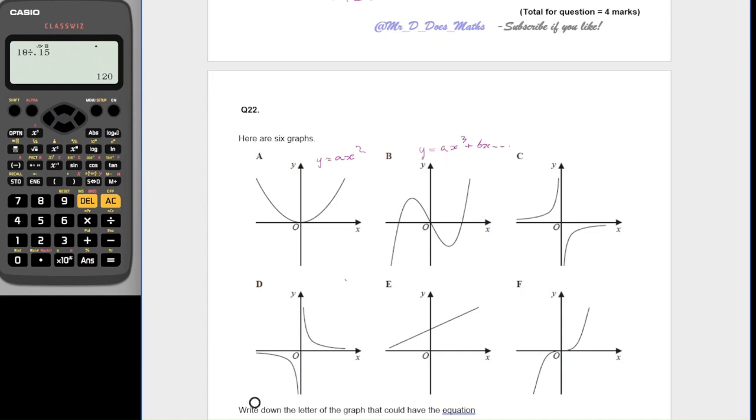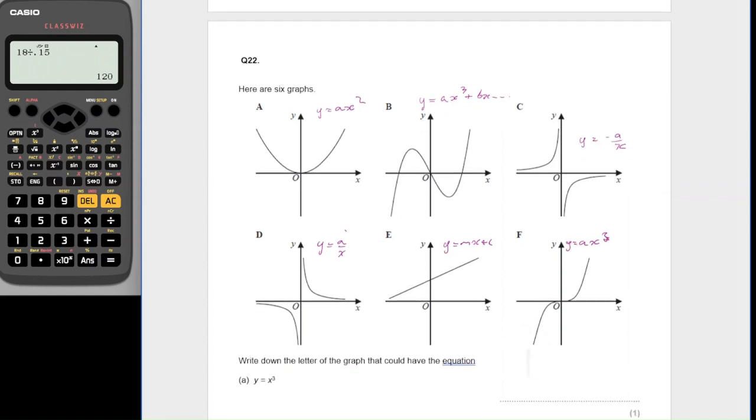This is what's called a negative reciprocal graph. So that would be y is equal to minus a over x. This is a reciprocal graph, so y is equal to a over x. This is a straight line, so y equals mx plus c. And then this is another cubic, but with no b coefficient, so that would just be y equals ax cubed.